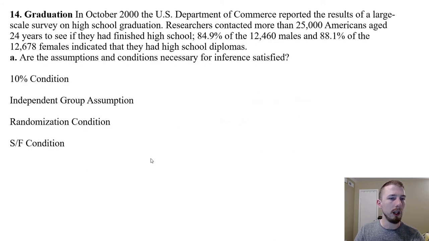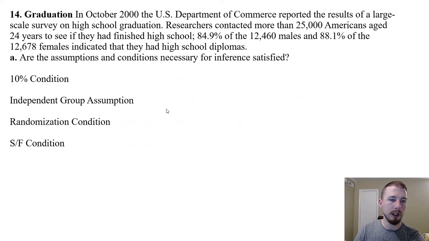Number 14, graduation. In October 2000, the U.S. Department of Commerce reported results of a large-scale survey on high school graduation. Researchers contacted more than 25,000 Americans aged 24 to see if they had finished high school. So that percent of males and that percent of females indicated that they had high school diplomas. Are the assumptions and conditions for inference satisfied?